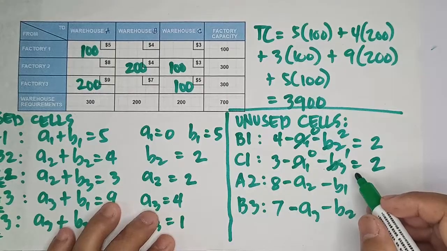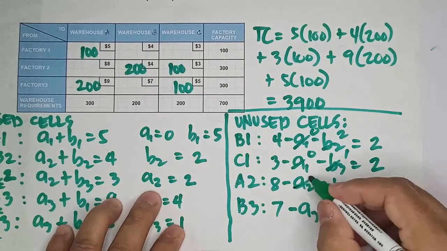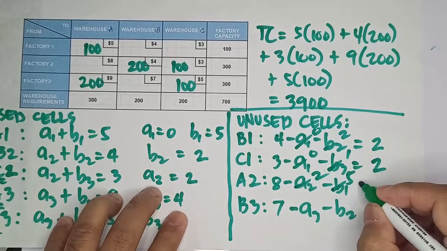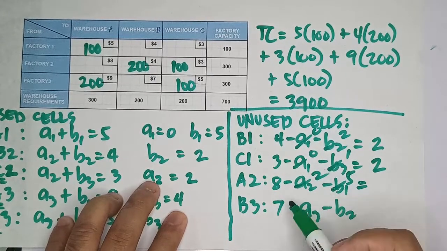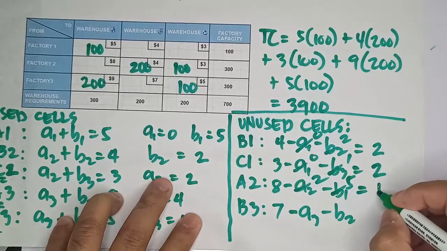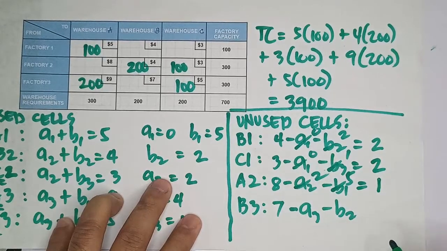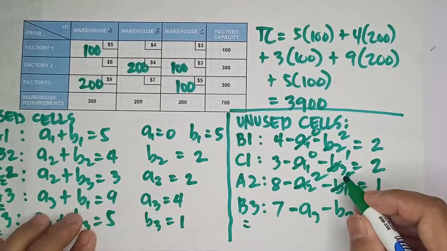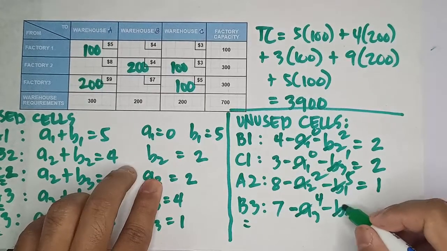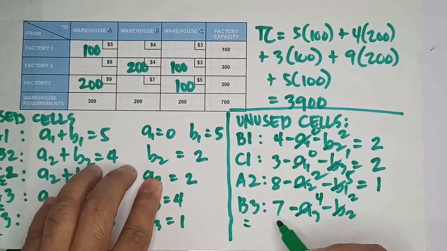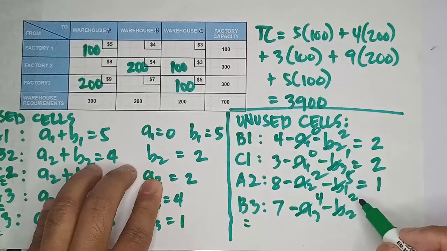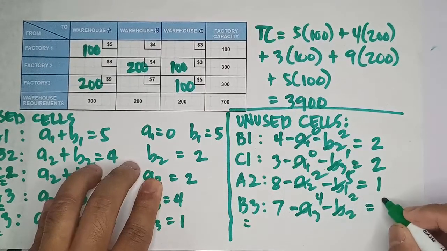For A2, the value of A2 is 2, the value of B1 is 5, therefore the improvement index of A2 is 8 minus 2 minus 5 is positive 1. And for B3, the value of A3 is 4, the value of B2 is 2, then the improvement index of B3, 7 minus 4 minus 2 is equal to positive 1.